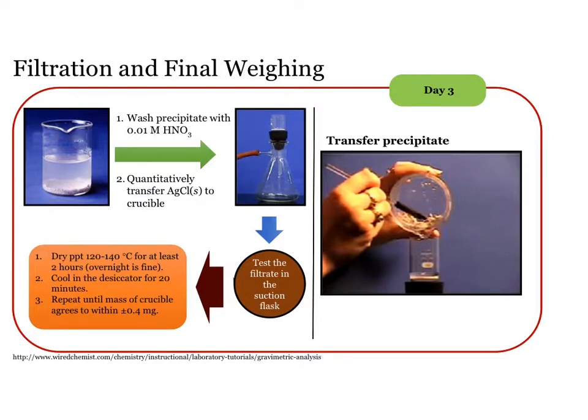On day 3 of the lab, filter the silver chloride precipitate through a weighed crucible with suction. Wash the precipitate in the beaker with nitric acid and quantitatively transfer silver chloride precipitate to the crucible. Place the crucible containing silver chloride in the oven for the next lab. In that lab, you will weigh the crucible, and based on the weight of silver chloride precipitate, you can calculate the percent chloride in your unknown sample.